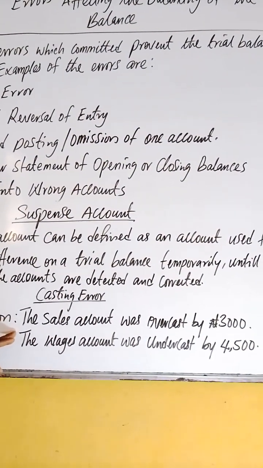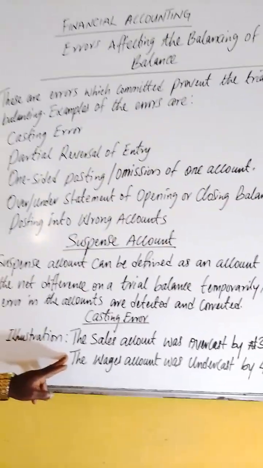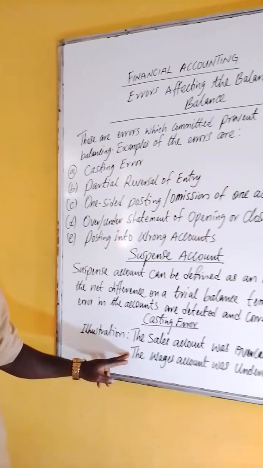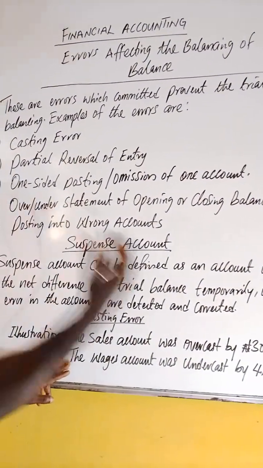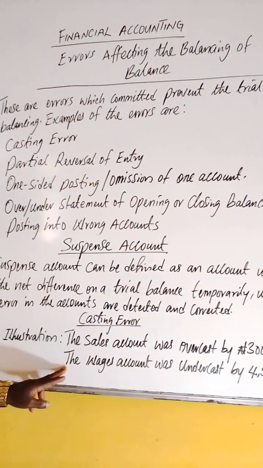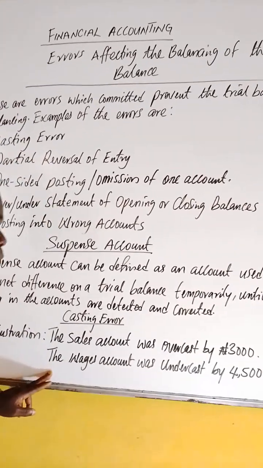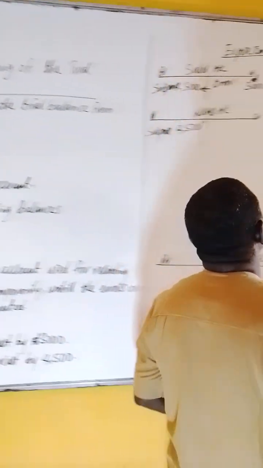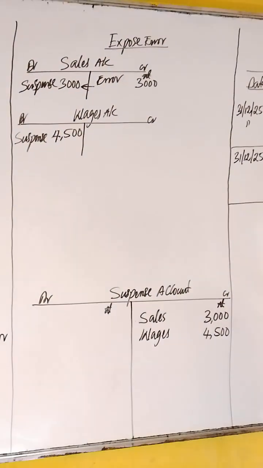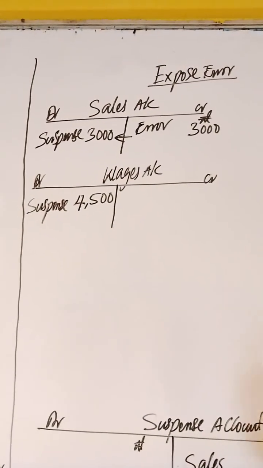Sales is always credited in the ledger account. Even if you take it from the books of original entry, which is not a double entry, but taking it to the real ledger, which you balance and transfer to the trial balance, you know that sales brought down must be taken in the credit side. So if there is an overcast, or overstatement, it means that the credit side of sales account was more by 3,000.